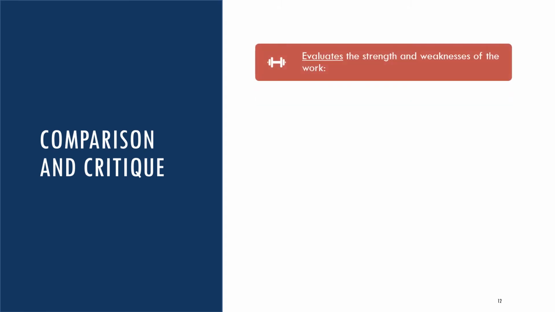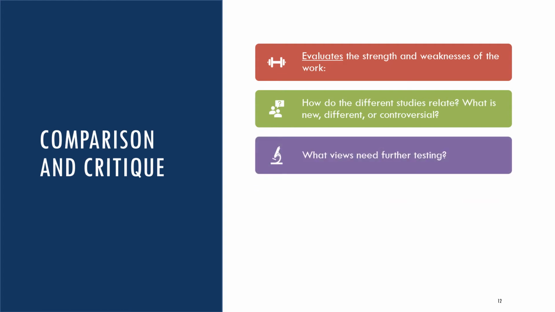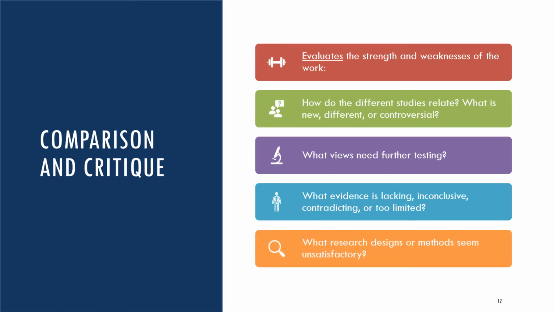Now, comparison and critique. When we go to comparison and critique, we're not just summarizing, we're going to a higher level. Evaluate the strengths and weaknesses of the work. How do the different studies relate to each other? What is new and what's different and what's controversial? What views need further testing? What evidence is lacking, inconclusive, contradicting, or too limited? And what research designs or methods seem unsatisfactory? So we're looking at the critique side, we're looking at the missing part there.